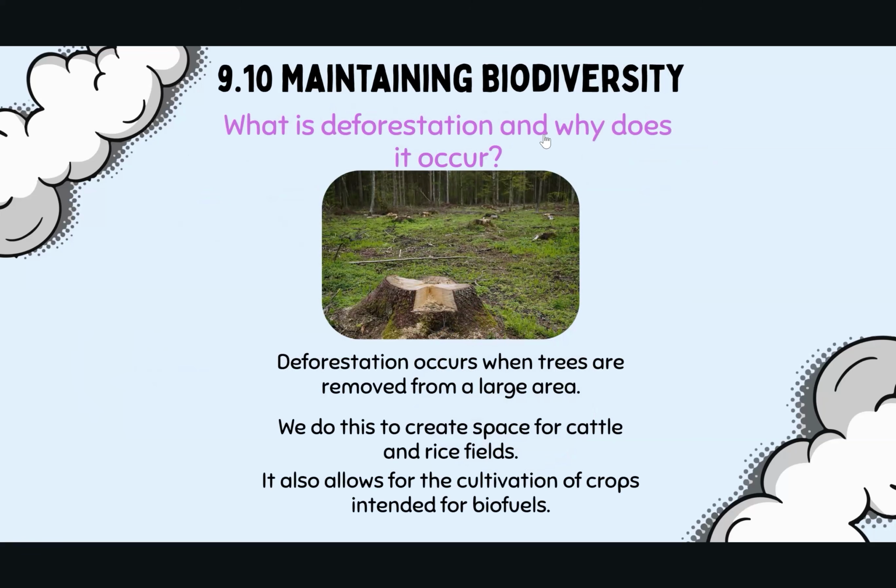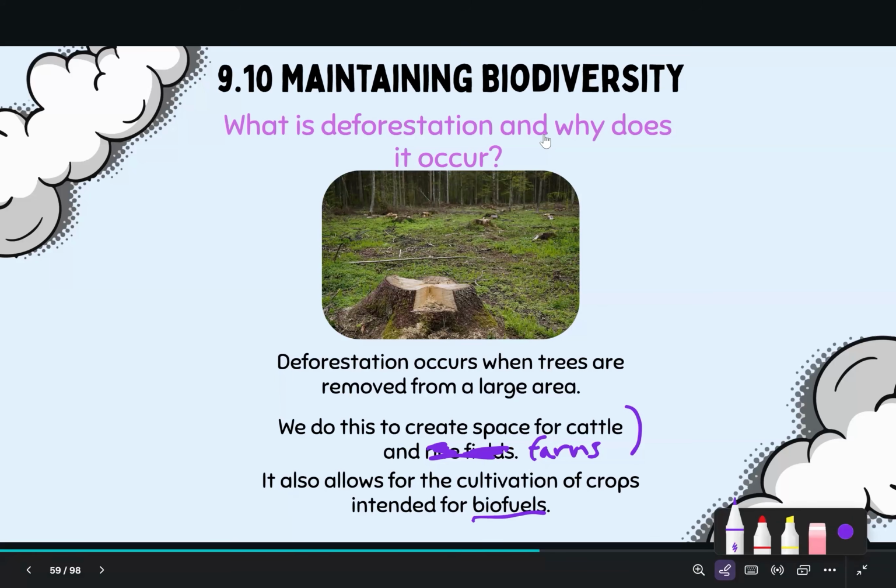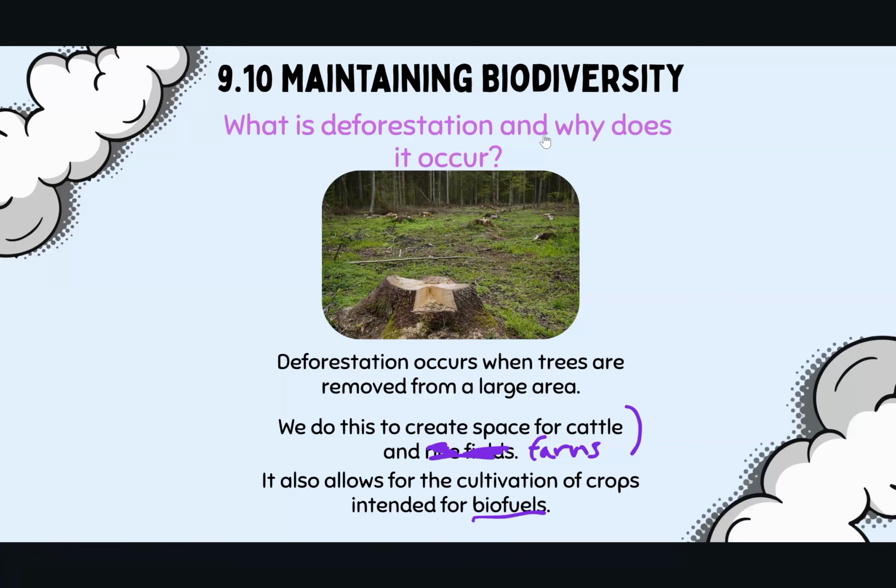Deforestation occurs when trees are removed from a large area. We do this to create space for cattle. Now it says rice fields, but more accurately it would be farms. It's not fair to just target those countries that have rice fields. Lots of countries have cut down trees for cattle and farms. It also allows for the cultivation of crops intended for biofuels. So some countries are cutting down trees so they can grow certain types of plants that can be turned into fuels for cars and for running other things. Which is a problem because really, if you've got an 8 billion plus population, land should be used for food.